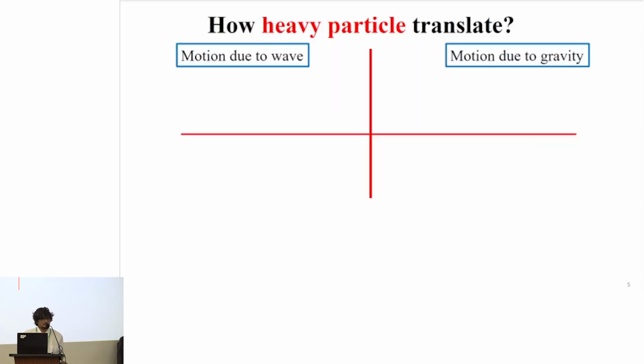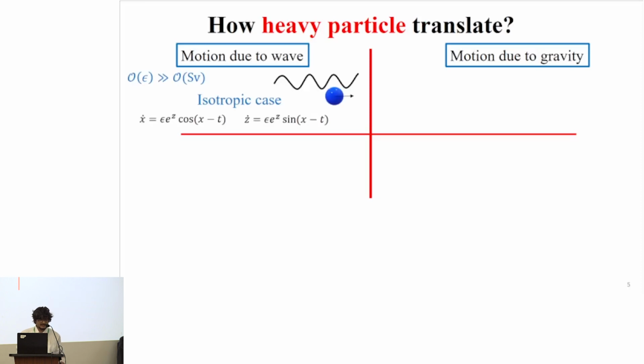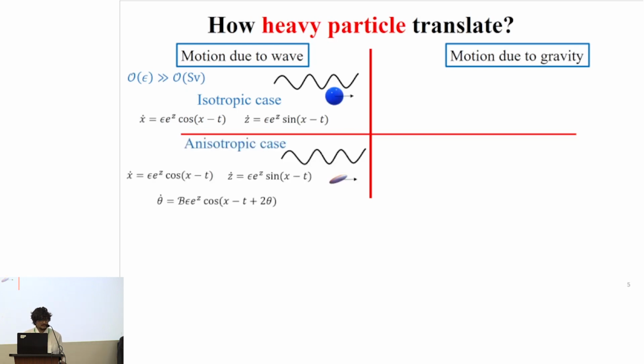So here we analyze the motion of a particle due to wave as well as the gravity. In the first case, we consider the sphere in a wavy flow field, and in this case the sphere will drift along the wave propagation direction. Then we place the anisotropic particle in a wave field, and here the drift will also become a function of orientation, which means that if you change the initial orientation of a particle, the wave-averaged horizontal translation of a particle will also change.